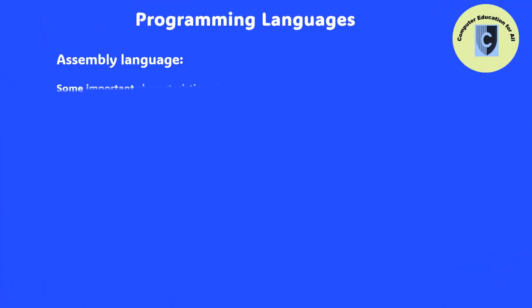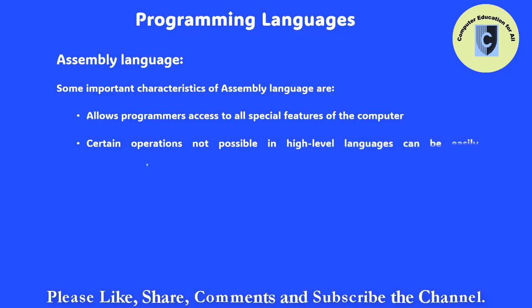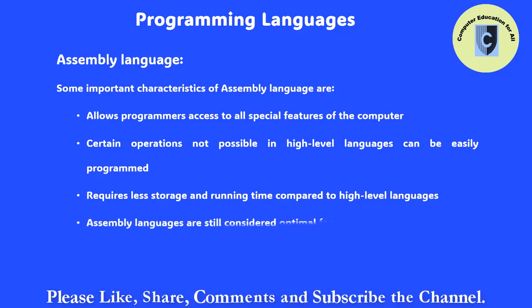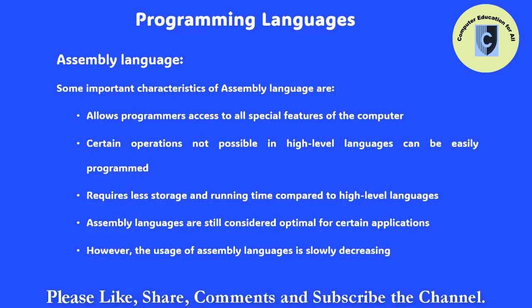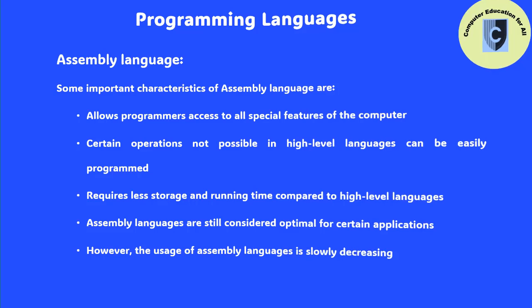Some important characteristics of assembly language are: assembly language allows programmers to have access to all the special features of the computer they are using. Certain types of operations, which are not possible in high-level languages, are easily programmed using assembly language. Generally, a program written in assembly language will require less storage and less running time than one prepared in a high-level language. Assembly languages are still the best choice in some applications, but their use is gradually declining.